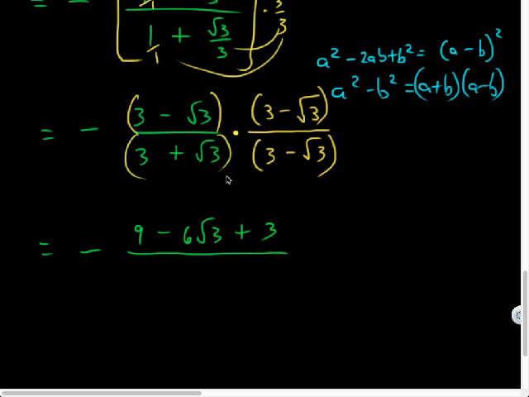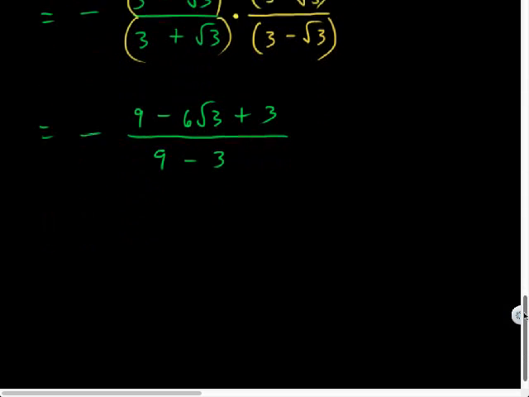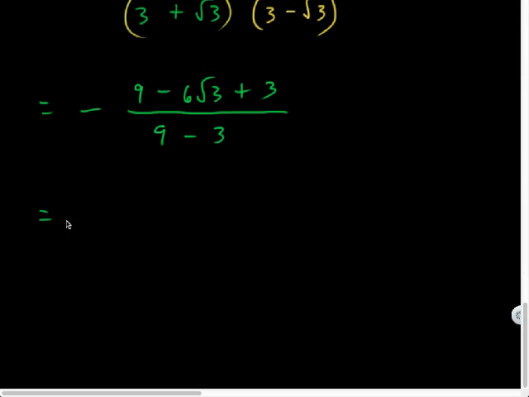All over, and in this denominator, a squared minus b squared. 3 squared is 9, minus root 3 squared is 3. Notice getting rid of said denominator's radical. So, up top, combine like terms. So I'll have negative of 9 plus 3 is 12 minus 6 rad 3. All over 9 minus 3 is 6. And I'm going to deal with this minus sign in a moment here.